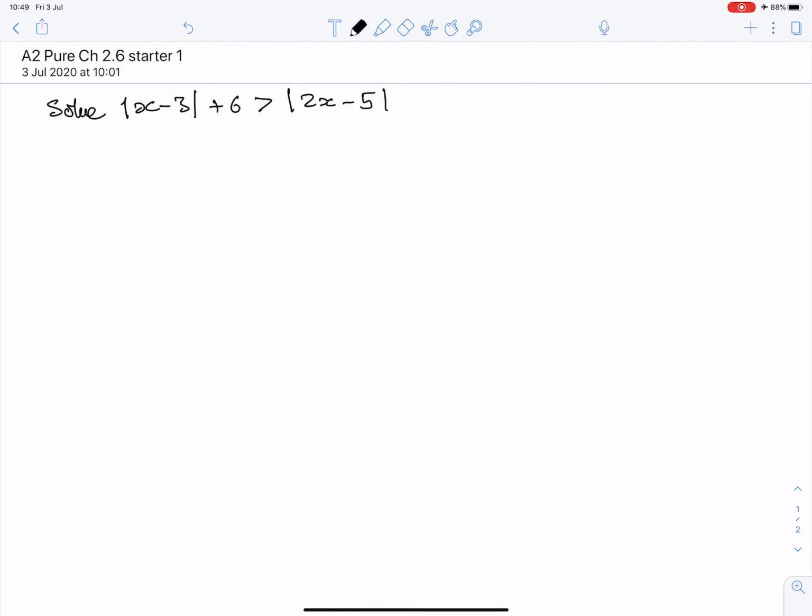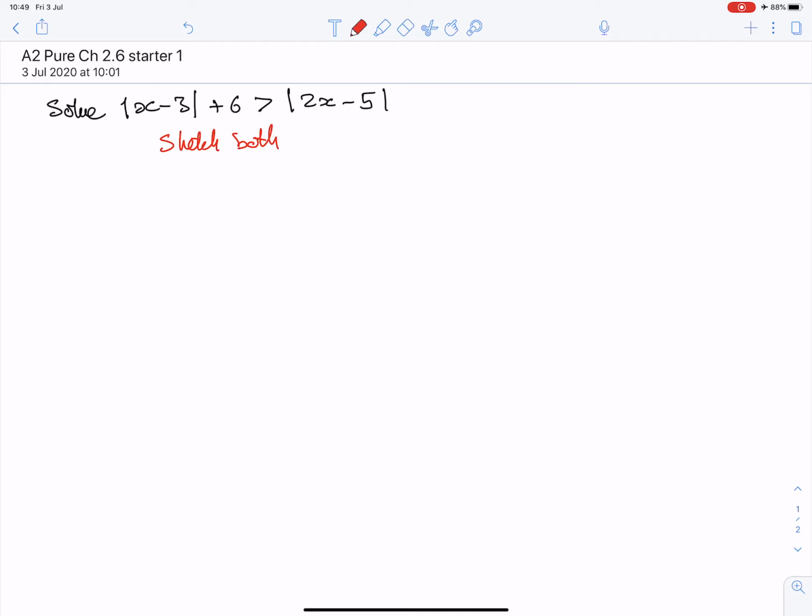Okay, so starter 1 for chapter 2.6, solve. The modulus of x minus 3, plus 6, is greater than 2x, modulus of 2x minus 5. So here we've got to sketch both graphs and ideally get them onto one graph. So sketch both.